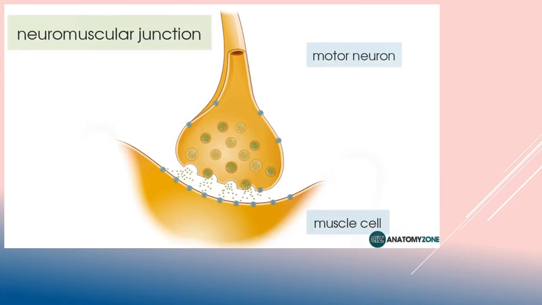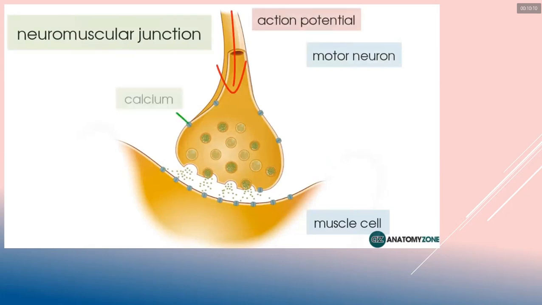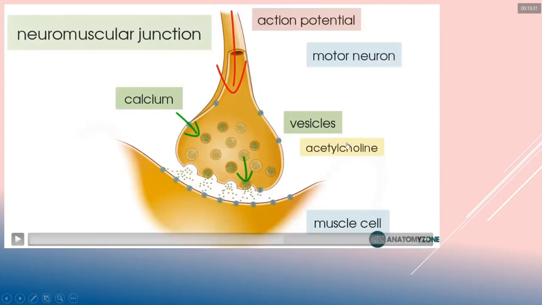So the process is the same in that an action potential arrives into the synaptic bouton, you get calcium influx, and you get fusion of the vesicles to the presynaptic membrane. Within the vesicles, you would have acetylcholine. So in the case of neuromuscular transmission, the neurotransmitter in question is called acetylcholine. You then get fusion of these acetylcholine containing vesicles to the presynaptic membrane.